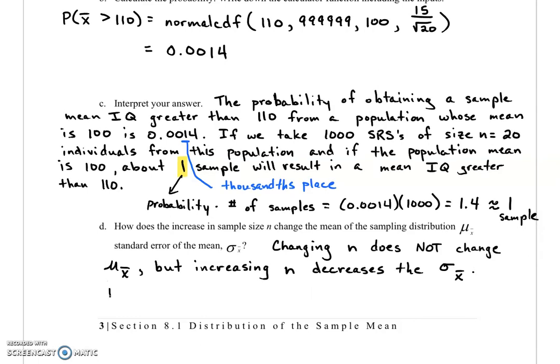And vice versa, decreasing sample size will increase the standard error of the mean. Okay, so that is how we do these problems if the original population is normally distributed. In the next video, we'll talk about what to do if the original population is not normally distributed.